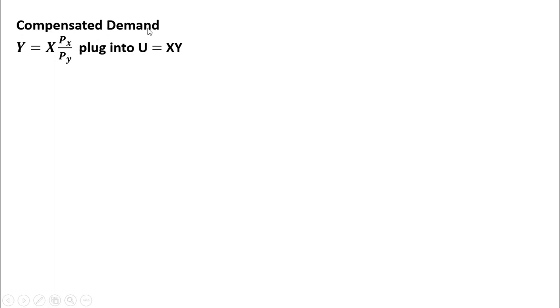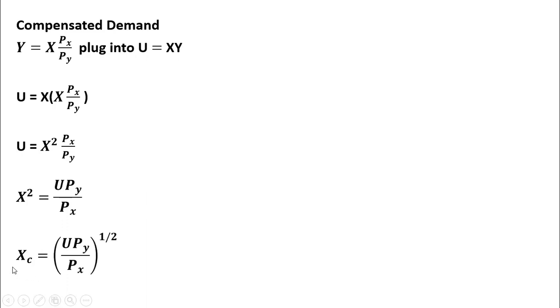To get the compensated demand, we're going to take that result from the first slide and plug it into the utility function. So where we have Y, we're going to plug in X times the price of good X divided by the price of good Y. Simplify and solve for X. This is our compensated demand for good X.